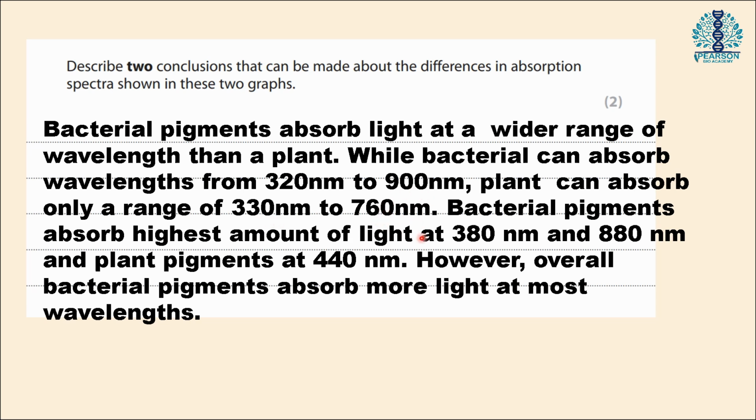And the second conclusion, regarding the maximum absorption: bacterial pigments absorb the most light at 380 and 880 nanometers, while plant pigments absorb most light at 440 nanometers. And the third conclusion: overall, the bacterial pigments absorb more light across most wavelengths compared to plant pigments.